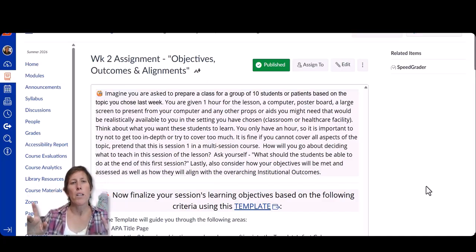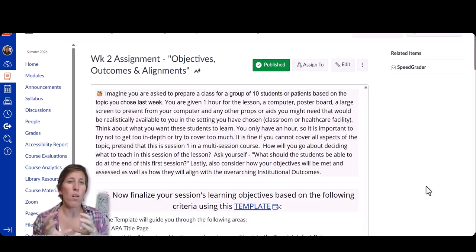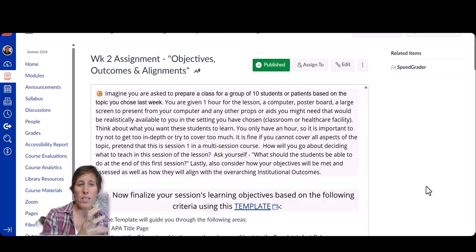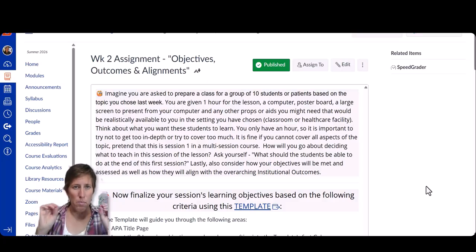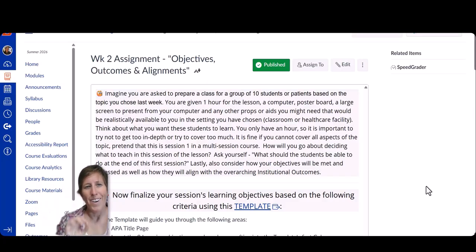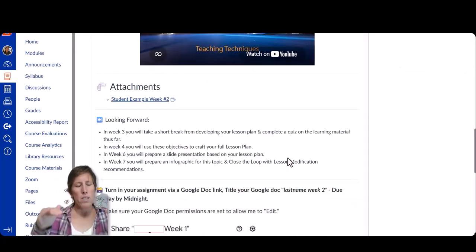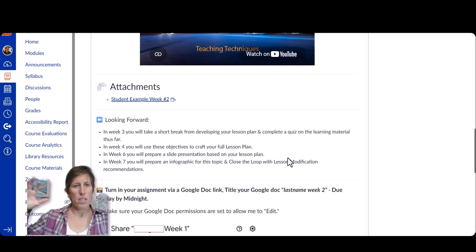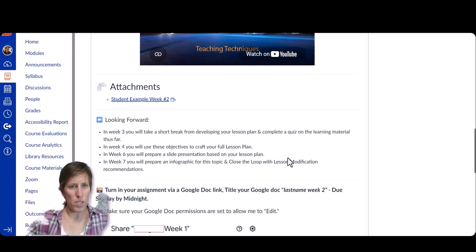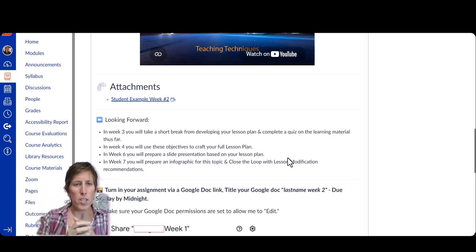Okay, let me be clear. You are not actually going to teach this course. You're not going to teach it in this classroom. You are just putting together the lesson plan throughout these 7 weeks, but you are not actually physically presenting it in this course. There are other courses where you get to do such things. I'd like to put this assignment in context of the broader lesson plan project.